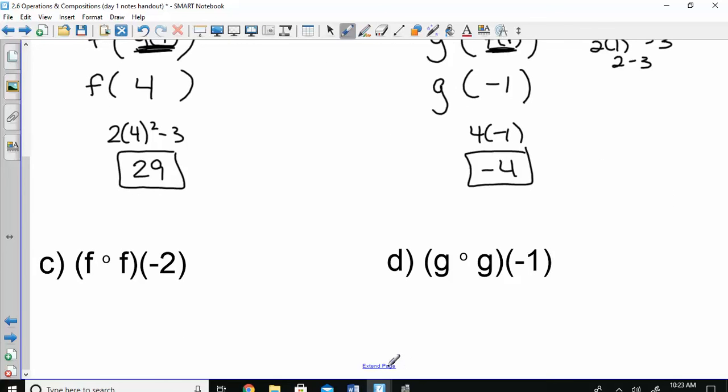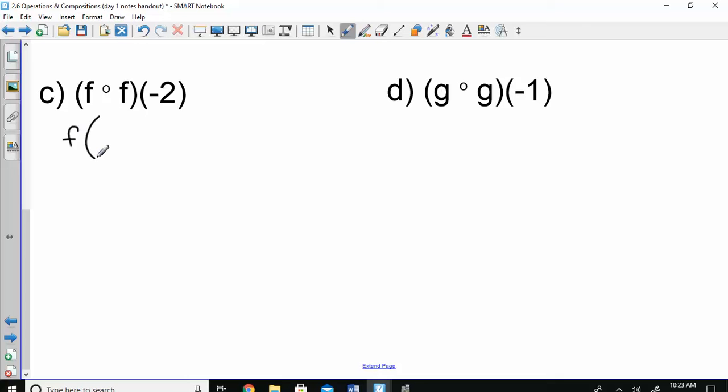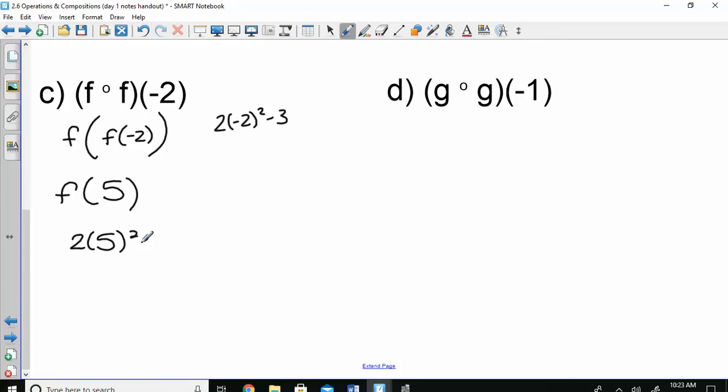We'll go ahead and do C and D, and then I'll probably stop. So you can do the same function repeatedly, F composed with F of negative 2. So if I plug a negative 2 into F, negative 2 squared is 4, times 2 is 8, minus 3 is 5. So then I have F of 5. So then we plug a 5 into F. So we get 25 times 2 is 50, minus 3 is 47. Does everyone see where I'm getting these numbers?